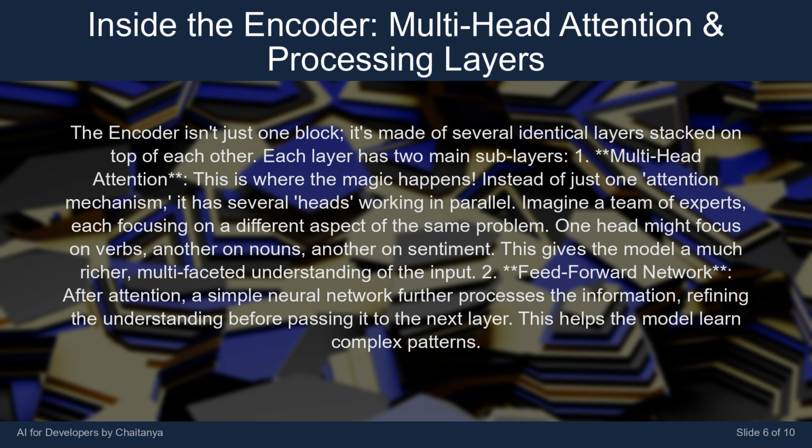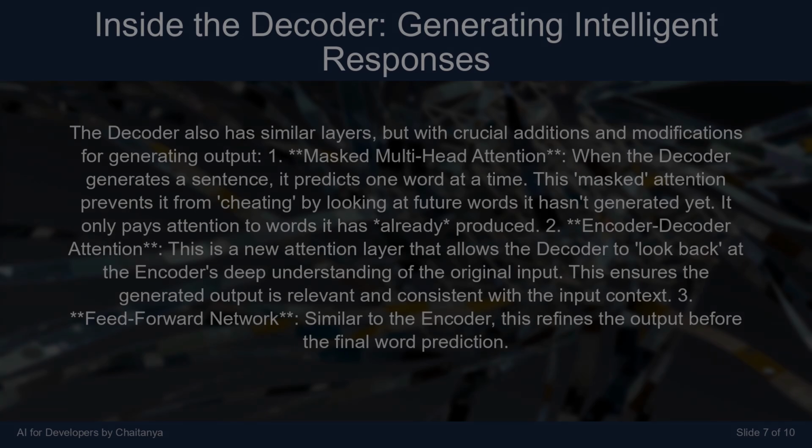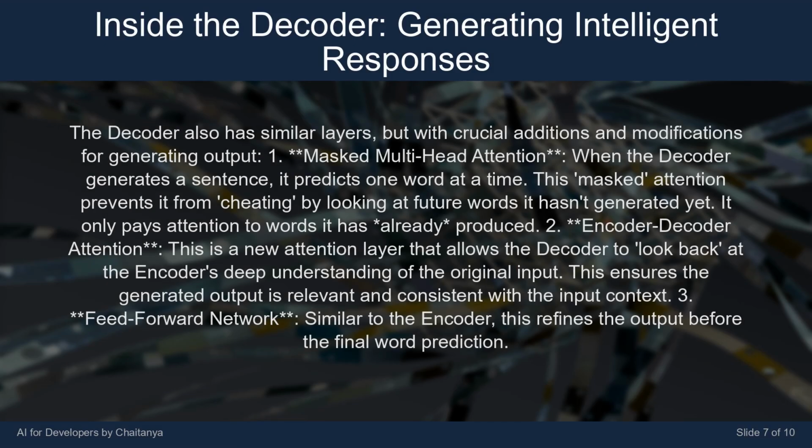2. Feed-forward network. After attention, a simple neural network further processes the information, refining the understanding before passing it to the next layer. This helps the model learn complex patterns. The decoder also has similar layers, but with crucial additions and modifications for generating output.